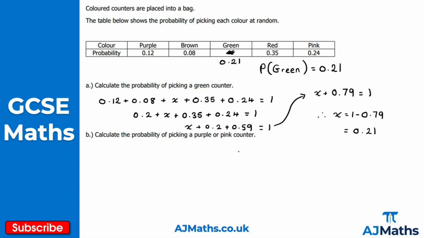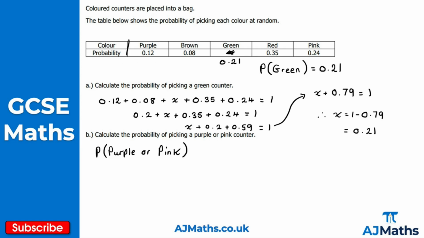And for part B, we're asked to calculate the probability of picking a purple or pink counter. So how do we work this out? So the probability of purple or pink here, how do we do this? Well, if I think about it, there's two things we need to consider. We need to consider the probability of a purple counter.